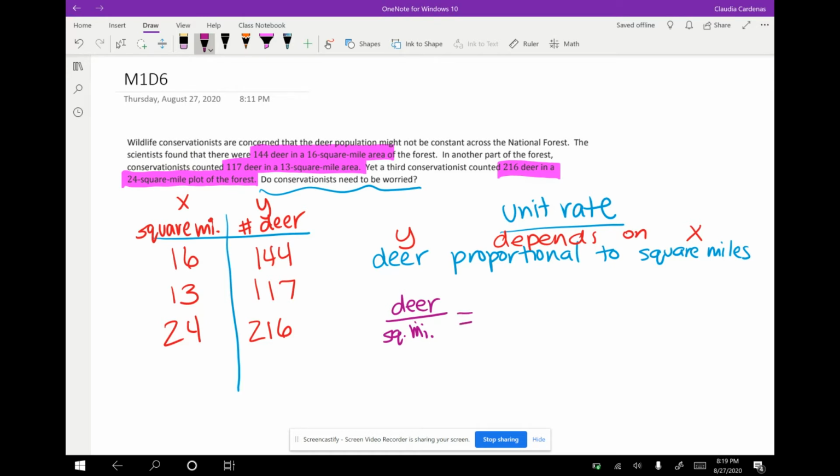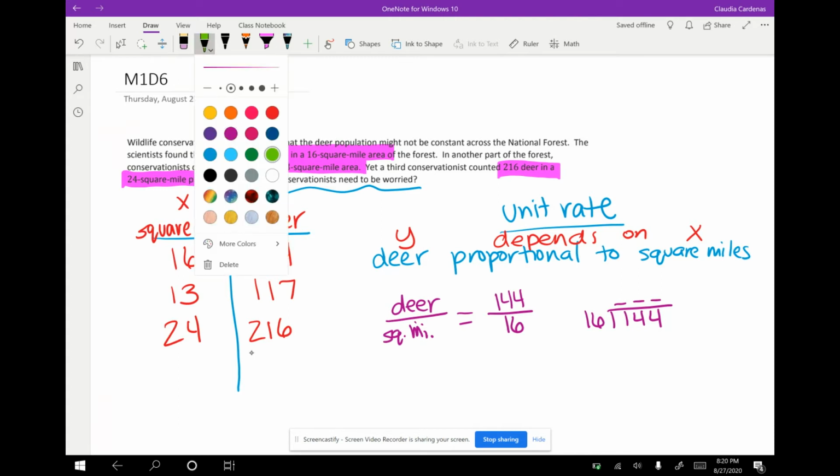So I'm going to pick whatever pair I want. I like the 144 and the 16. So I know there's 144 deer, so that goes on top, for 16 square miles, so that goes on the bottom. So I'm not going to draw 144 deer, but we are definitely dividing it among the 16 square miles. And so I know that 16 is the divisor and 144 is the dividend.